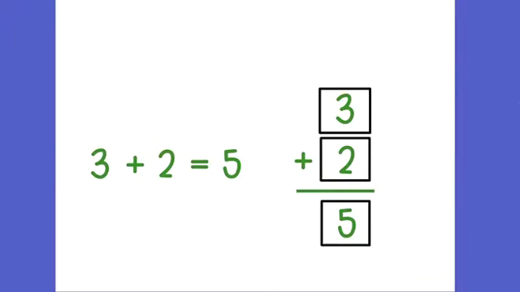Let's look at this addition problem. We've been writing addition sentences going this way, or across. We have our two add-ins, the numbers we're adding, 3 plus 2 equals the sum, or the answer to our addition problem, 5. We can also write our addition problems up and down. It is the exact same way of adding, just writing the problem a little differently.